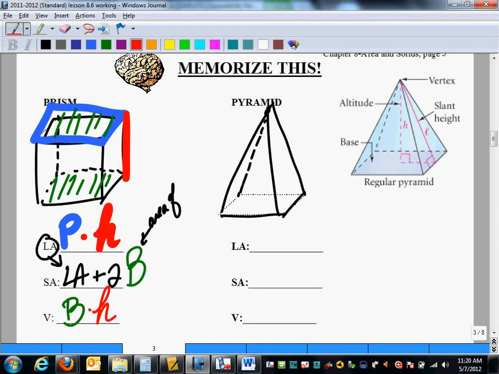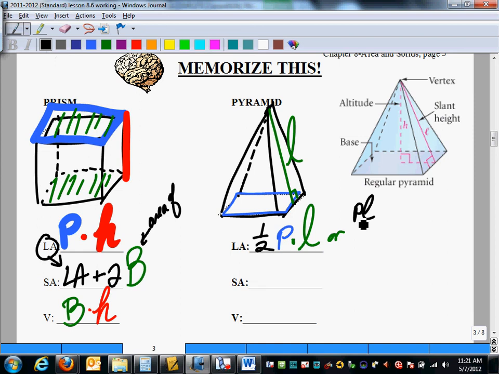Okay, watch how these equations pull over. Area is 2 dimensions, therefore the fraction from a prism to a pyramid is what? 1/2. So this equation, because its area starts with 1/2, perimeter. Now, area is an outside measurement. Therefore, we use the outside slant height. So it's 1/2 PL. Or some people like PL over 2. That's the same thing.